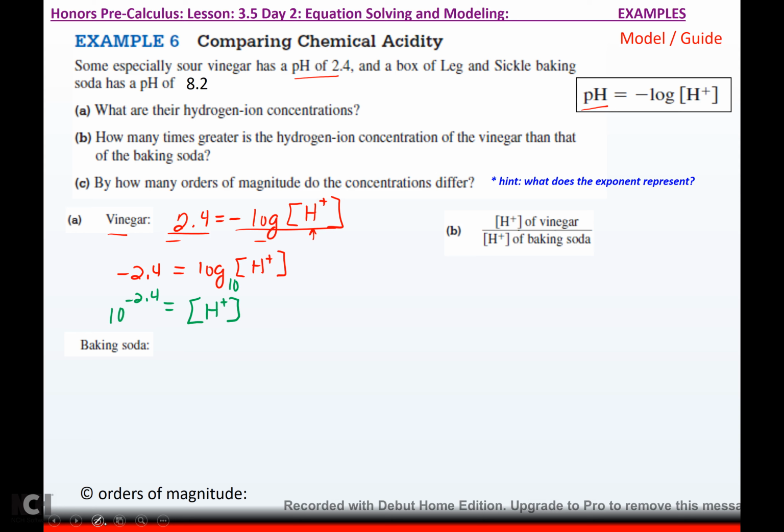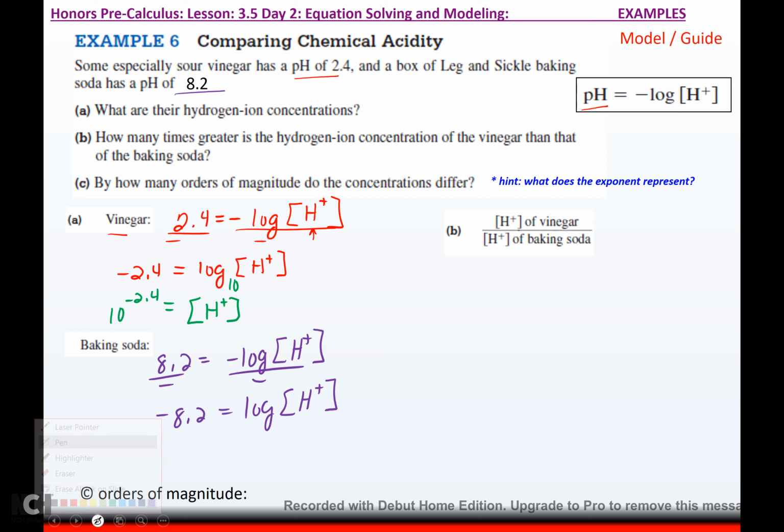So now let's do baking soda. To do baking soda, it says it has a pH of 8.2. So 8.2 equals negative log of H+. Again, divide by a negative. Negative 8.2 equals log of H+. Roll the log, and 10 moves over, so I have 10 to the negative 8.2 equals H+.